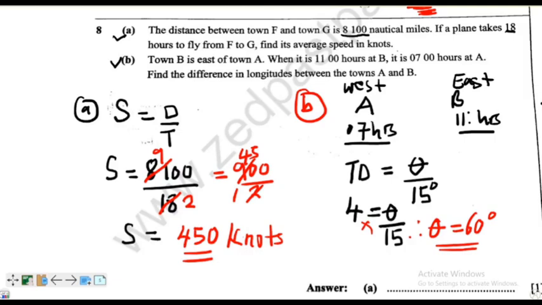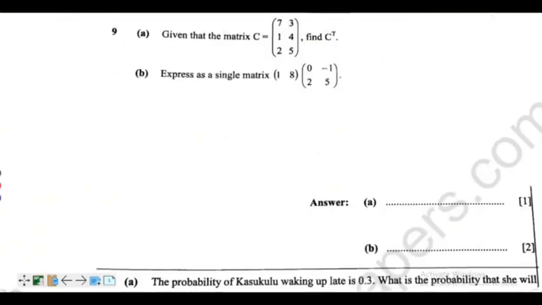As simple as that. Okay, so we now move on to question 9. We are done answering question 8. We now come to question 9. So question 9, we have two questions, A and B. So we are going to start with question A.